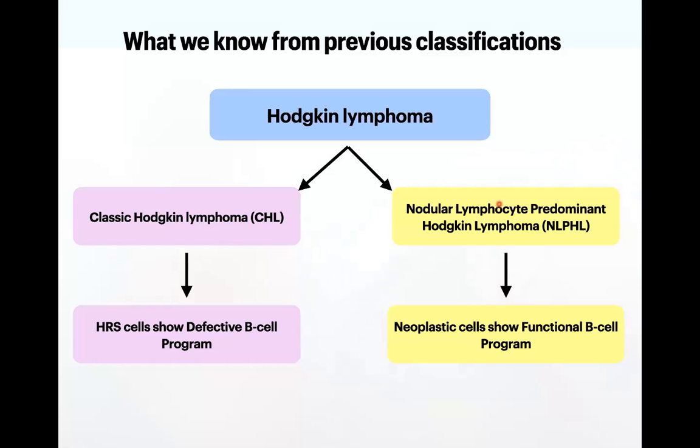So what we know from the previous classifications about Hodgkin's lymphoma is there are two types. One is classical and the other is nodular lymphocyte predominant Hodgkin's lymphoma. Classical Hodgkin's lymphoma is characterized by Hodgkin's and Reed-Sternberg cells, which show a defective B cell program. From previous editions we knew nodular lymphocyte predominant Hodgkin's lymphoma is different because here the neoplastic cells show a functional B cell program.